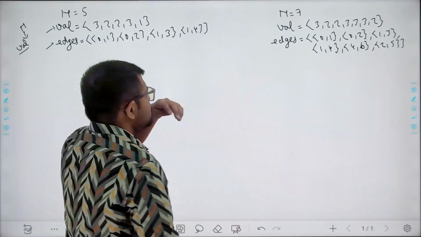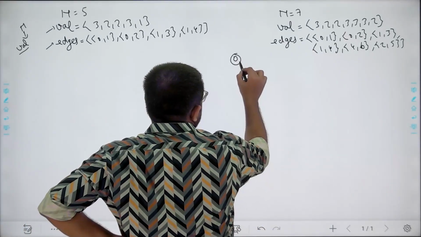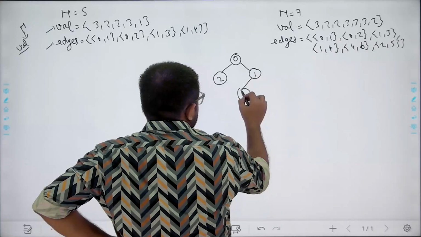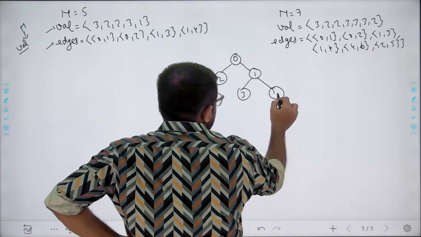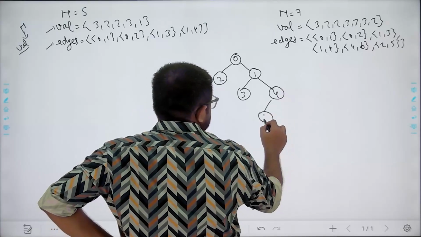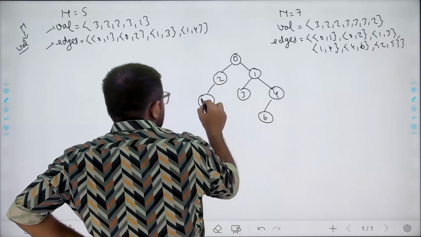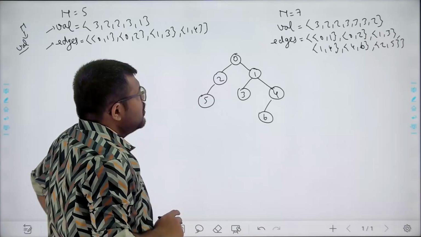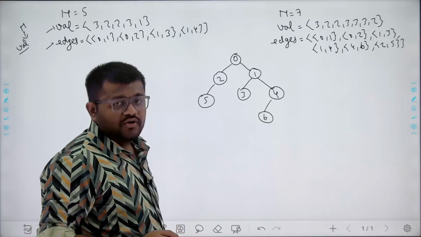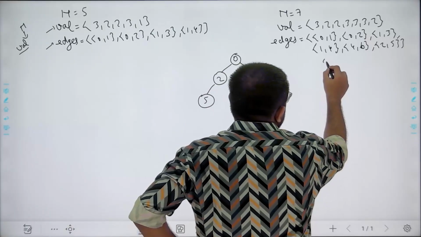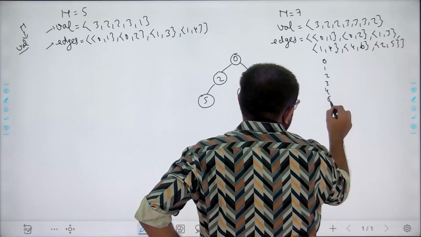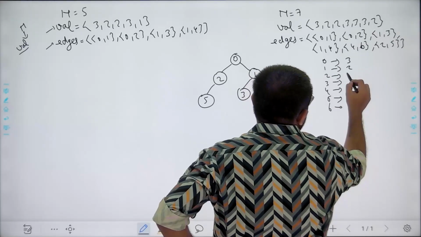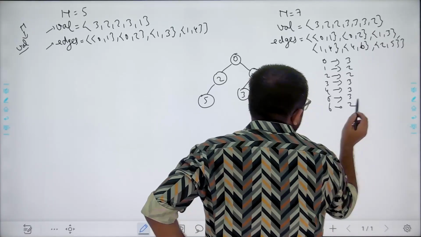So first of all, let us draw the tree. So what is the tree? 0 has an edge with 1, 0 has an edge with 2, 1 has an edge with 3, 1 has an edge with 4, then 4 has an edge with 6, and 2 has an edge with 5. Now you see, here the node values are 3 2 3 2 2 3 3 2. Okay, so if I write it here like this, 0 1 2 3 4 5 and 6. So the node values are what? It is 3 2 2 3 3 3 and 2, right?